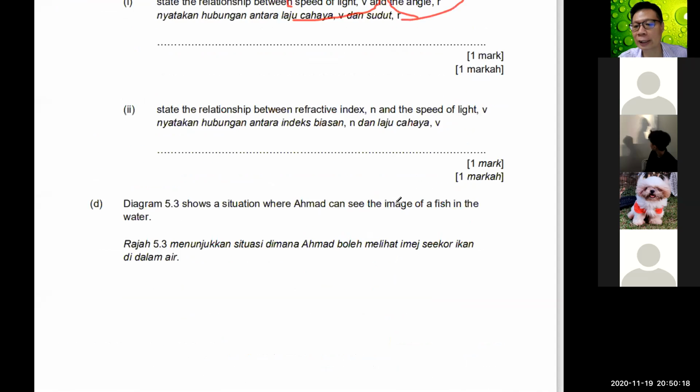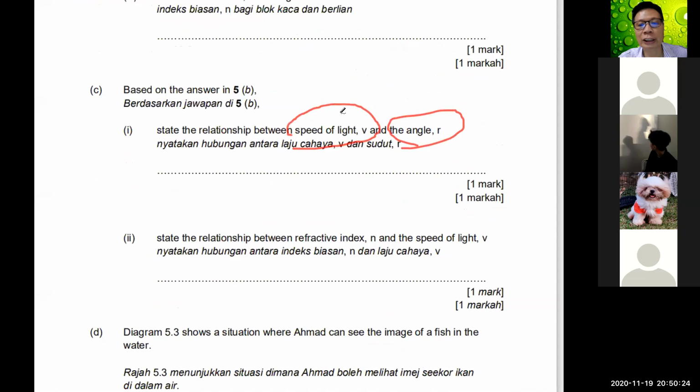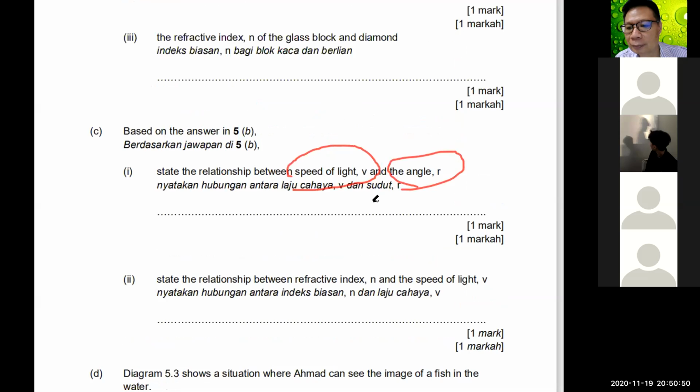What is the answer? Jocelyn? Jocelyn, what is the relationship between the speed and the angle R? Jocelyn? Jocelyn disappeared already. Most probably, I think she went to the toilet. Jocelyn, is that so? Went to the toilet? Huixin, can you come out? Yes, sir. Huixin, can you give the answer? What is the relation between the speed of light V and the angle R? Slowly, talk slowly, Huixin.